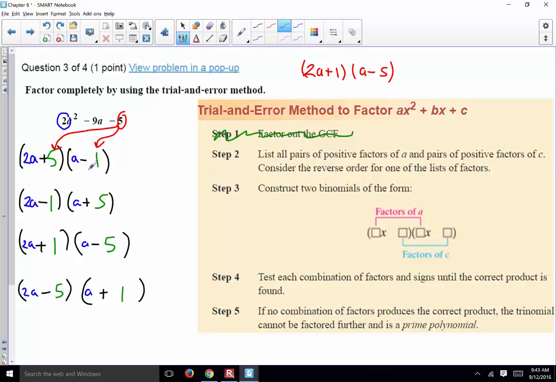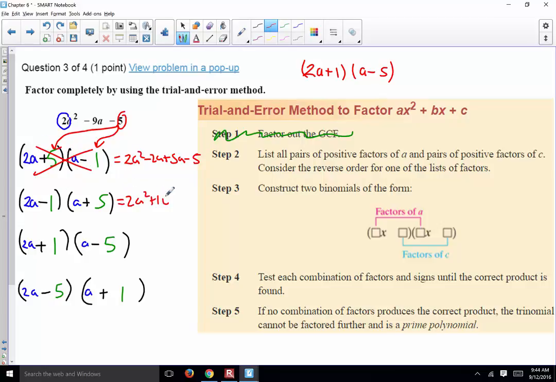Okay? 5, 1, 1, 5, 1, 5, 5, 1. Alright, test it out. This is 2a squared minus 2a plus 5a minus 5. Did it make it? No.